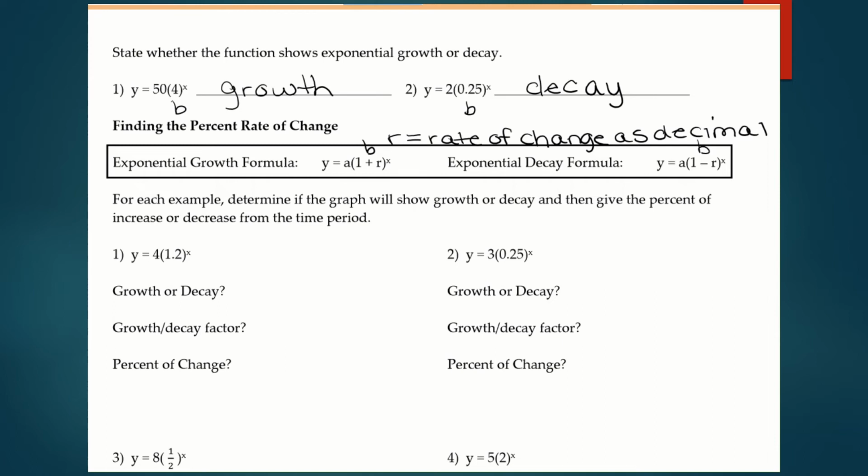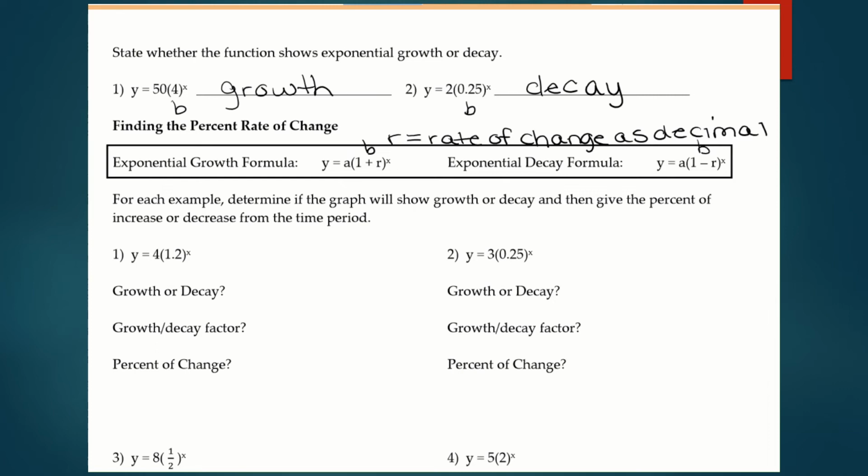So what we're going to do is look at the next bunch of examples, looks like about 6 of them, and we're going to determine if the graph shows a growth or decay. Again, we're going to really focus on that b value. And then we're going to give the percent of increase or decrease from the time period. So how are we noticing these y values are growing or decaying? Let's take a look at example number 1.